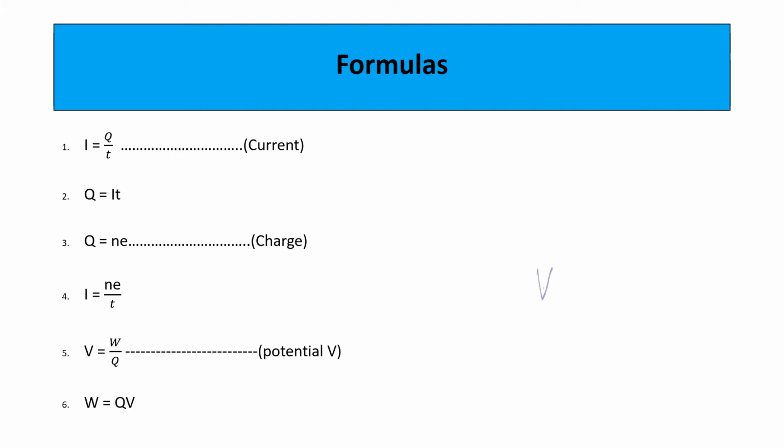Potential difference V is equal to W by Q, where W is the work done in moving the unit charge. Therefore, W is equal to V into Q. W is equal to QV.